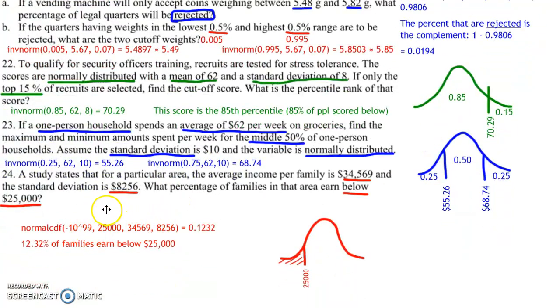For number 24, it's another normal distribution question. It gives us average income, it gives us the standard deviation, and then it asks what percentage of families earn below 25,000. Percentage of families, probability, proportion, they're all asking for the same thing, the area under the curve. So normalCDF, the lower bound, the upper bound. In this case, we're looking for the upper bound of 25,000. This is the mean, and this is the standard deviation, and we get 0.1232, and we convert it into a percentage because that's what it asks for.